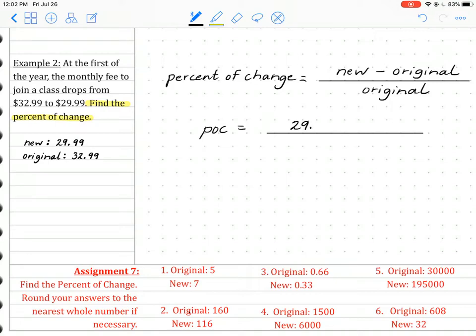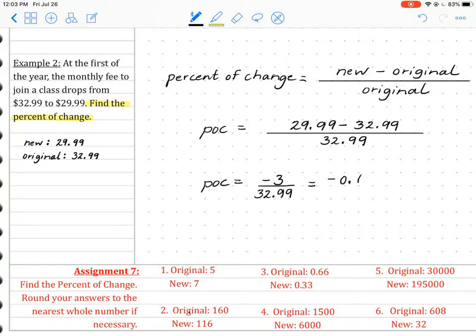So 29.99 minus 32.99, and then the original is on the bottom. And so we do the math. 29.99 minus 32.99 equals, and don't panic, I know it looks funny, you come up with a -3. That's because the price dropped. So we would expect a negative number here. So 32.99 was the original. That's going to go on the bottom. And so go ahead and divide that -3 by the $32.99.